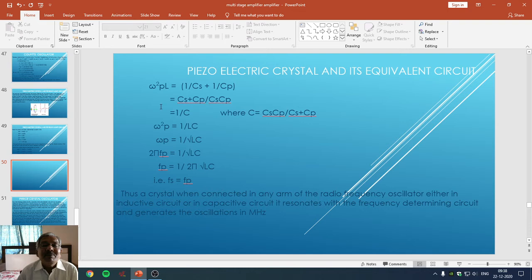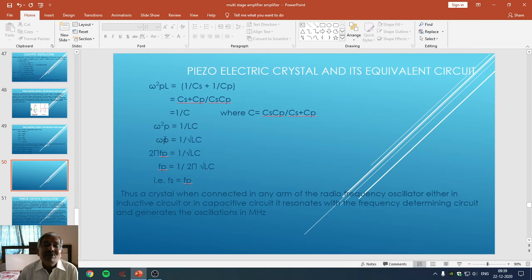So that ωP² L we can write as 1/C, where C is equal to CS CP/(CS plus CP). That is two capacitors connected in series. This is the same as that of the Colpitts oscillator. Therefore, transferring inductance to the right side, ωP² is equal to 1/LC. Taking square root, ωP is equal to 1/√(LC).